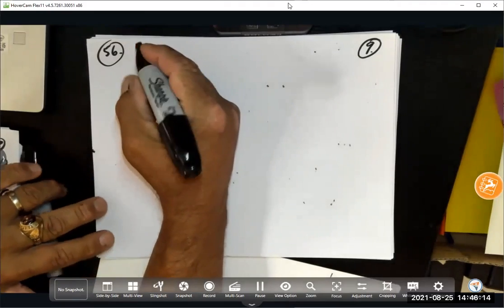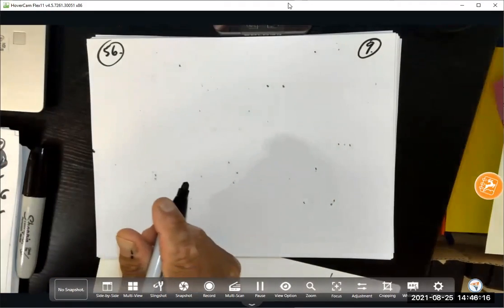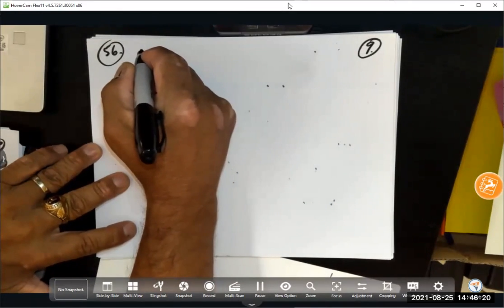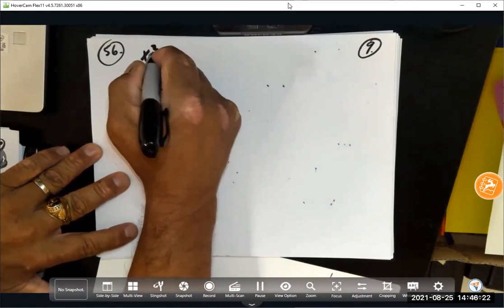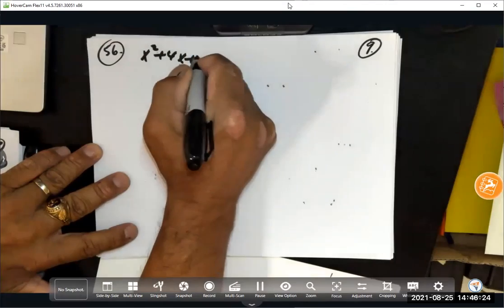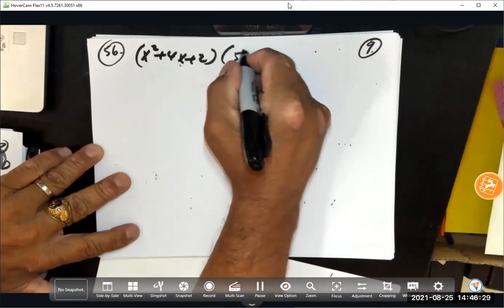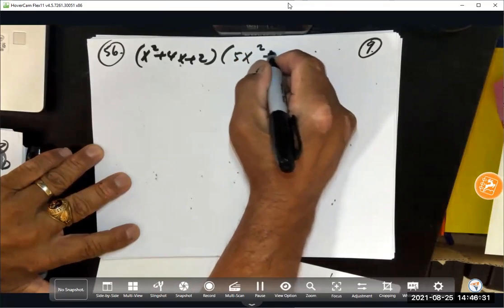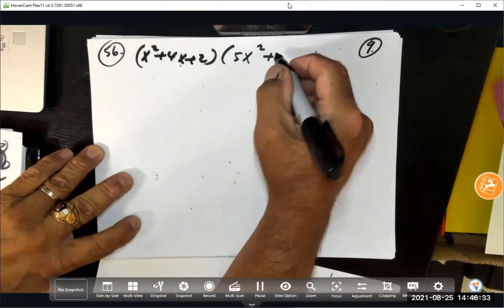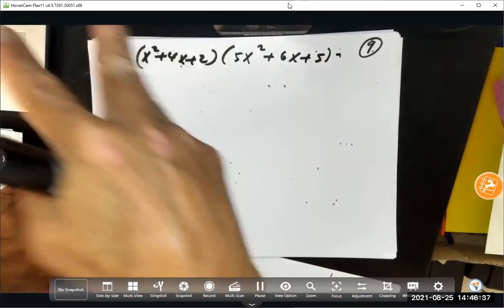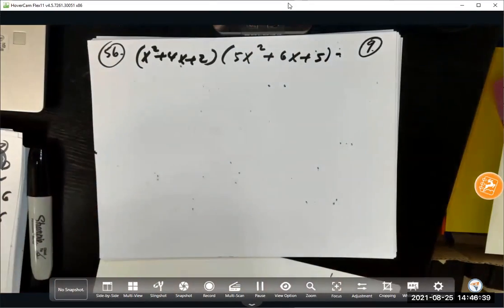All right, this one has what was that one? 2 by 3. Now I'm going to do 3 by 3. This is going to be (x squared + 4x + 2) times (5x squared + 6x + 5). So now it's going to be 3 by 3.